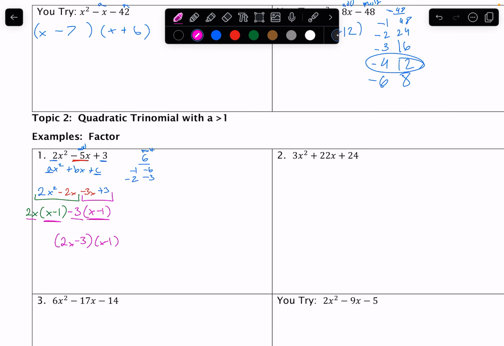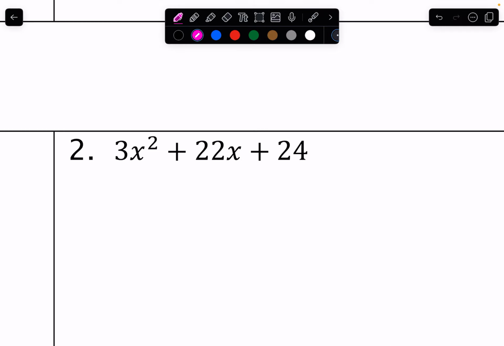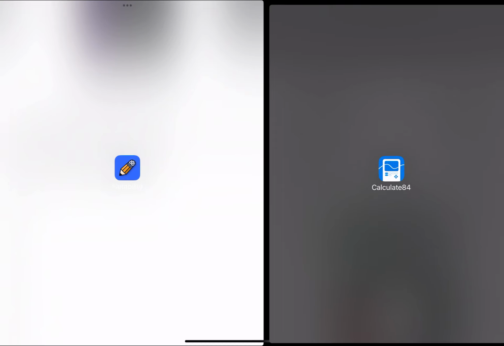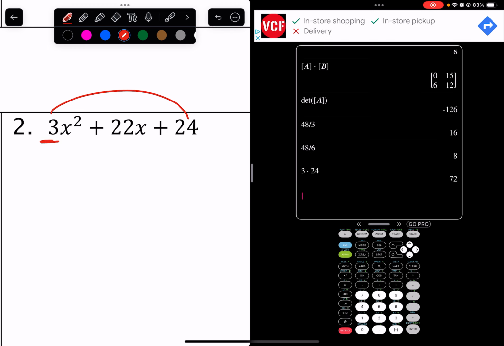All right, let's try another one. Of course, you go ahead and try to find a greatest common factor. I've got 3, 22, and 24. 3 and 24 have a GCF of 3, but 3 doesn't work for 22. So there is no GCF here. So I'm going to use my AC factoring because I have an A value that is bigger than 1. I multiply 3 times 24, and I get 72.